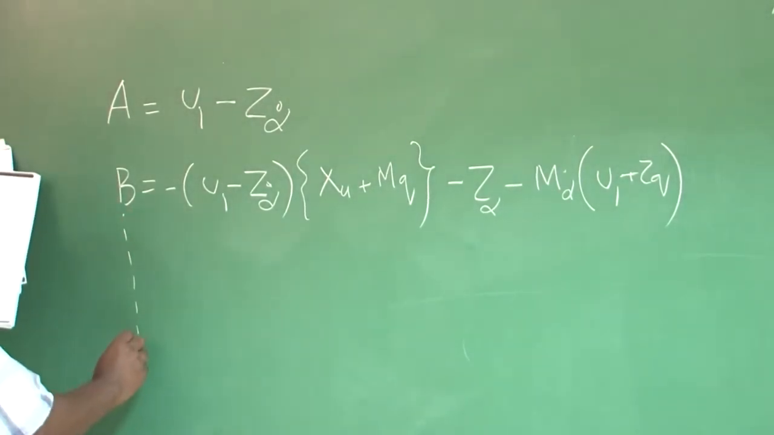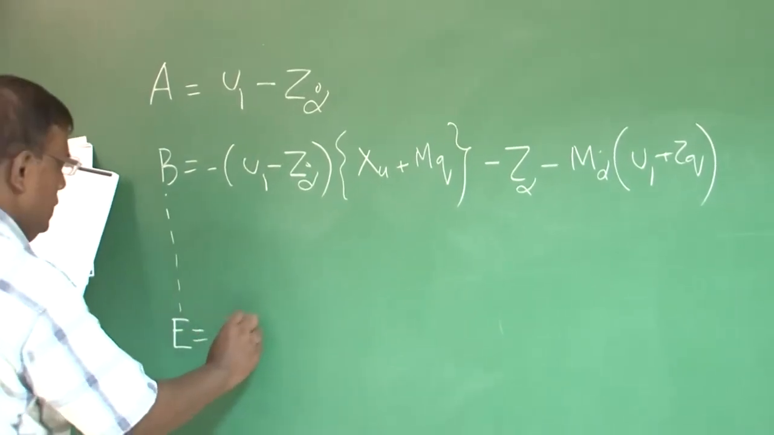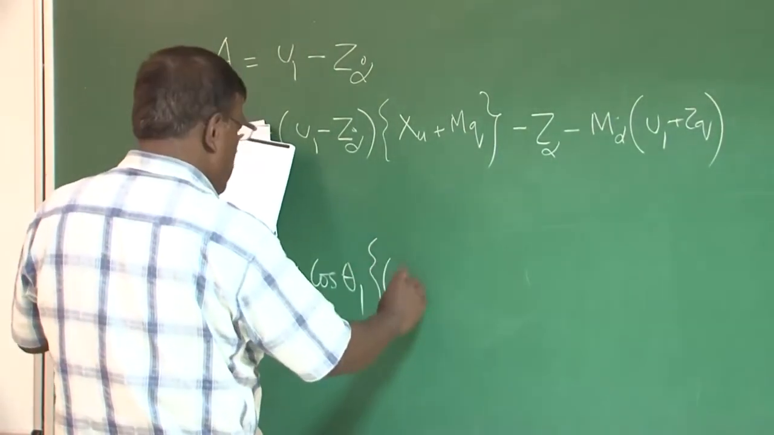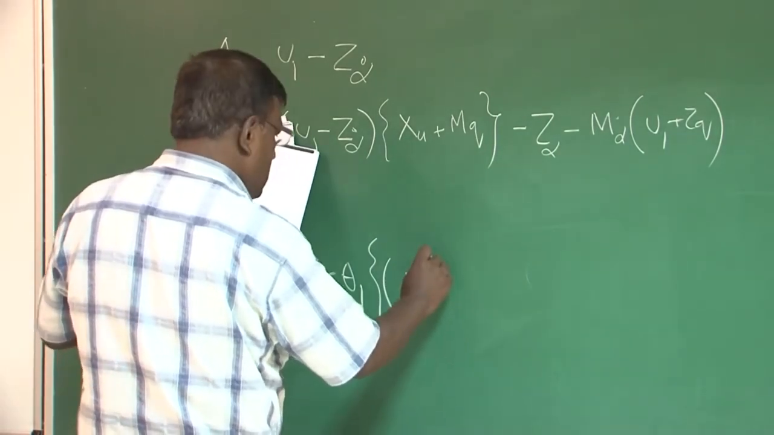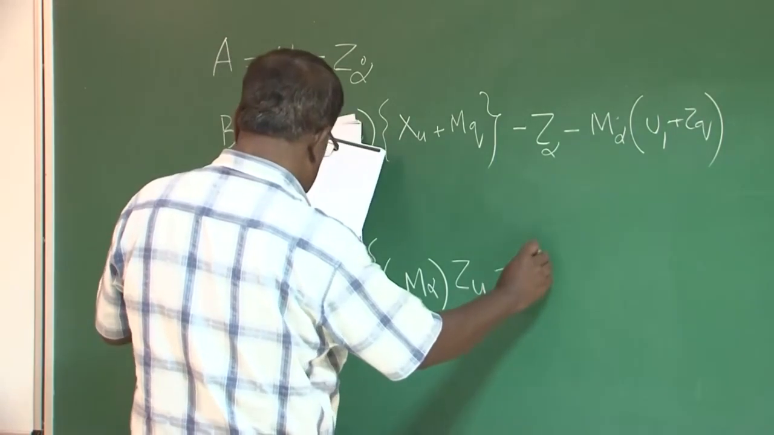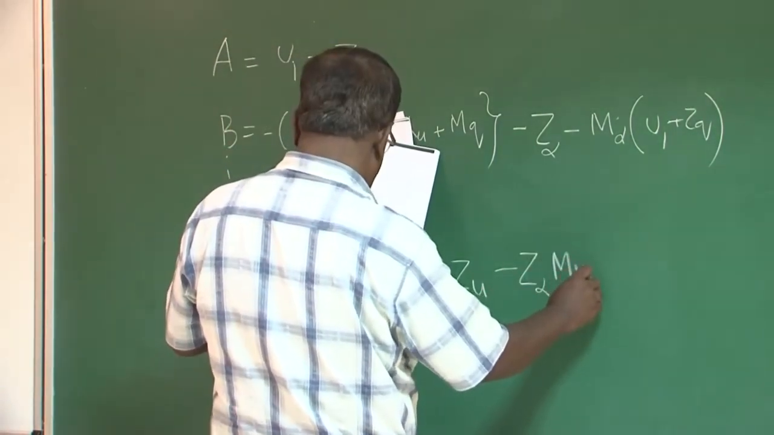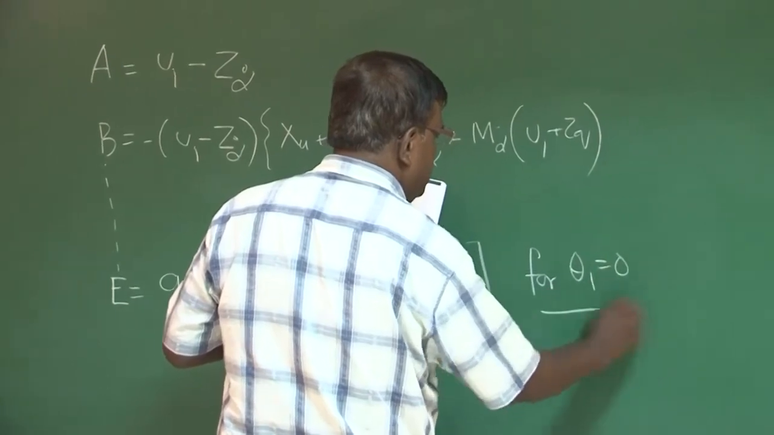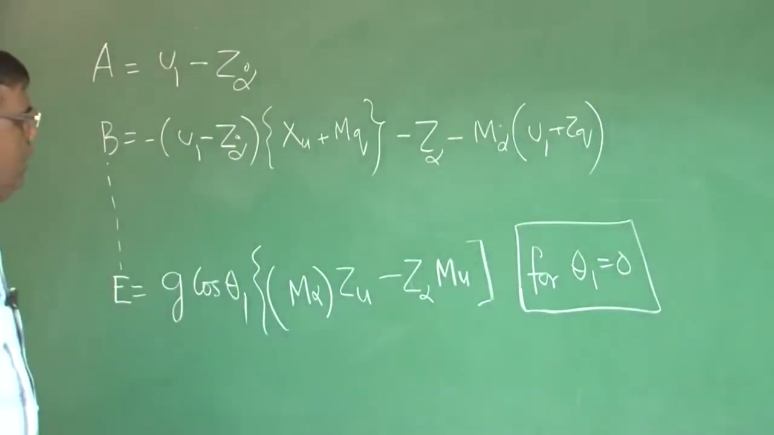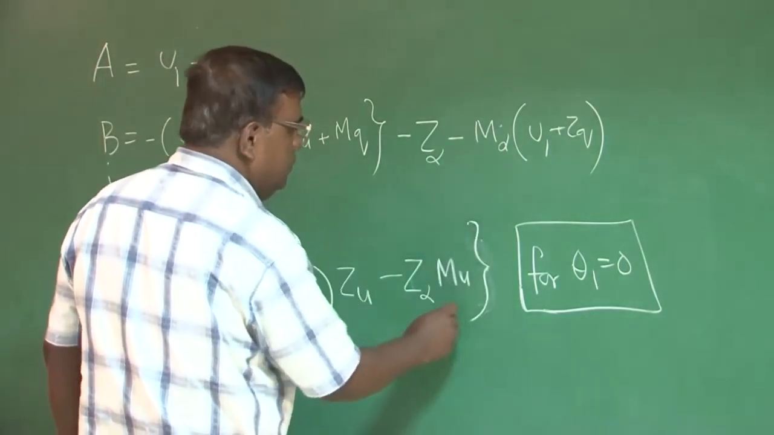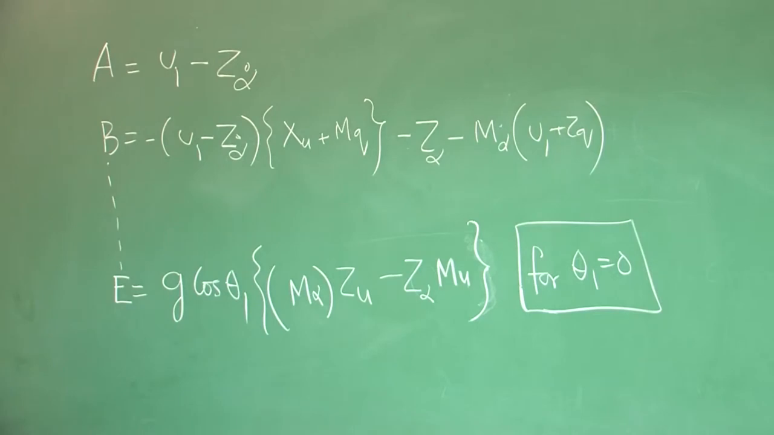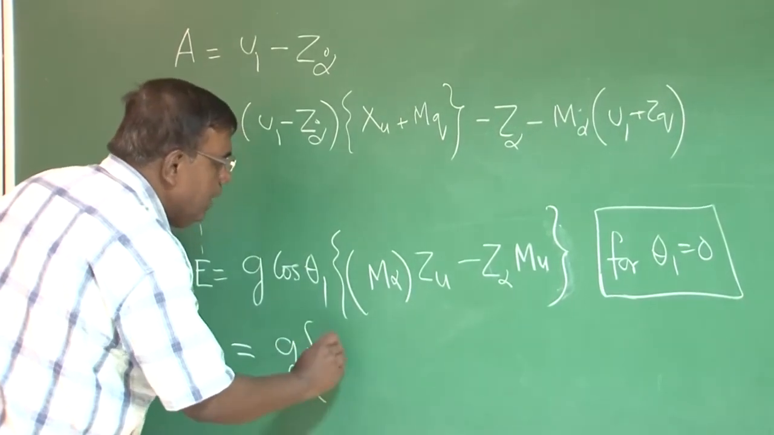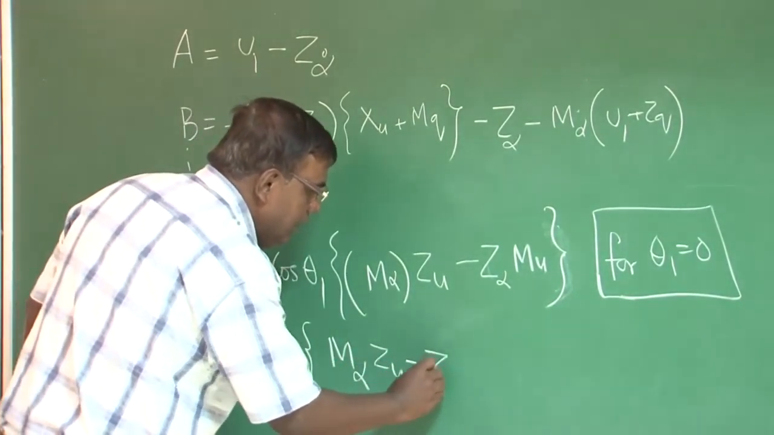Most importantly, E I will write as G cos theta 1 into M alpha into ZU minus Z alpha into MU. This is for theta 1 equal to 0, because the additional sine theta term will come, which I have taken out. Because theta 1 is 0, sine theta is 0. Also, I can easily simplify this as G into M alpha ZU minus Z alpha MU.